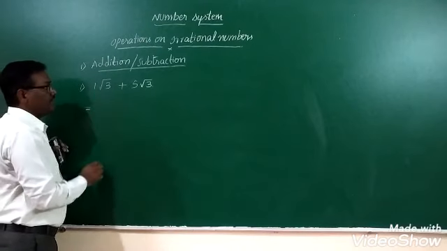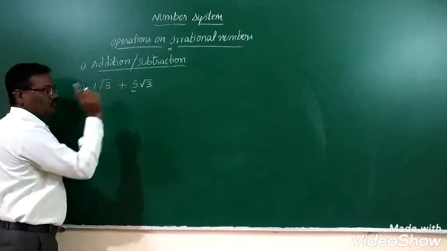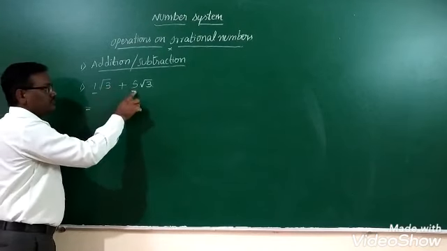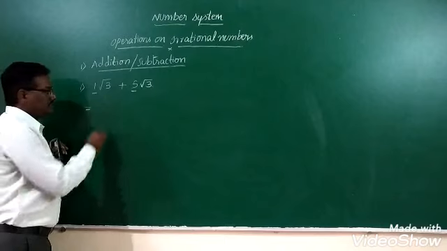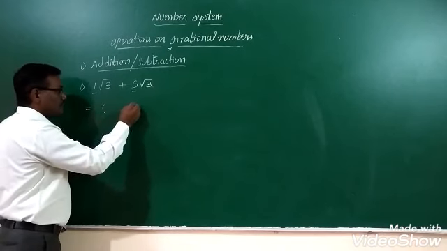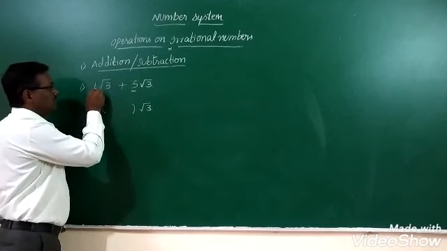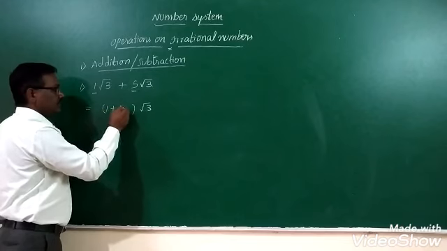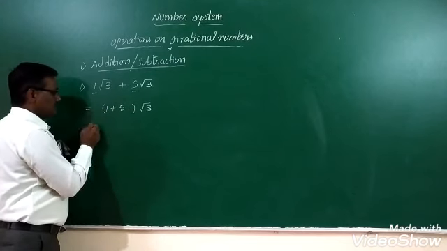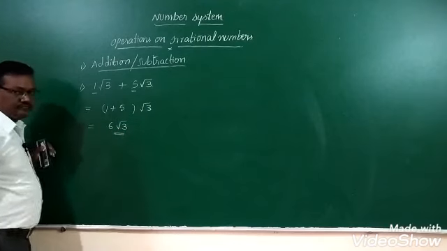So while adding, keep concentrate. Always we can add up rational numbers only. 1 plus 5, 6 root 3. Otherwise, take common factor. The common factor is root 3. The rest of the thing 1 plus 5. 1 plus 5 is 6 root 3. This is the actual procedure.